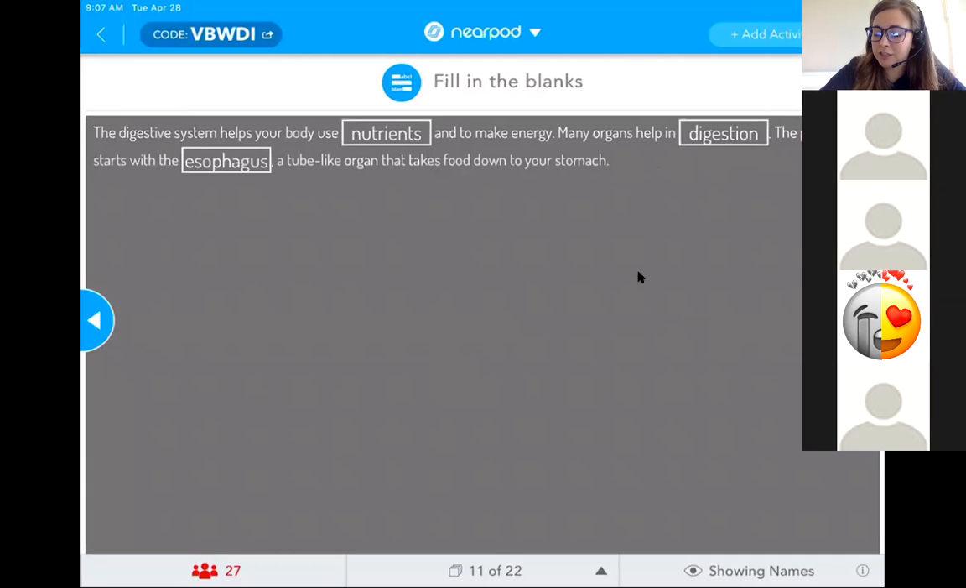All right, so the digestive system helps your body use nutrients and to make energy. Many organs help in digestion. The process starts with the esophagus, a tube-like organ that takes food down to your stomach.